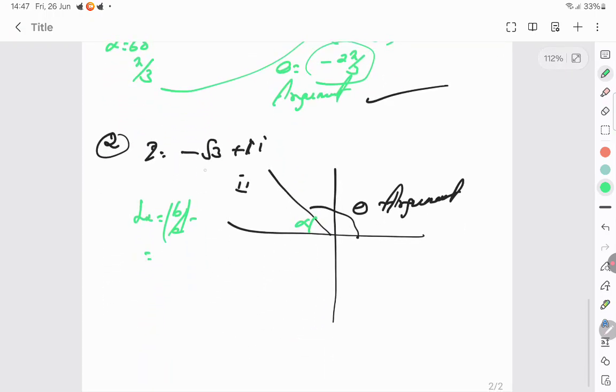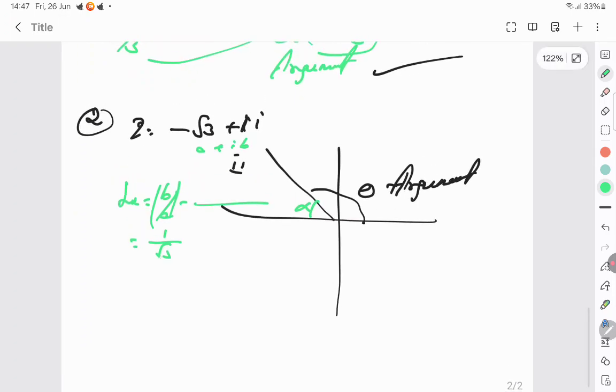So what is b? A plus ib. b is 1 by root 3. Don't take the negative sign because you want the smaller angle, the acute angle, always positive. What is alpha? 1 by root 3 will come in 30 degree, pi by 6. Theta is equal to pi minus pi by 6. So 5 pi by 6 is my argument.